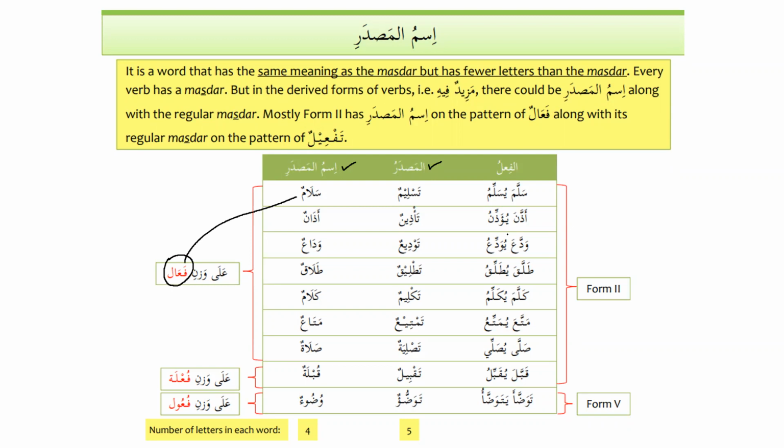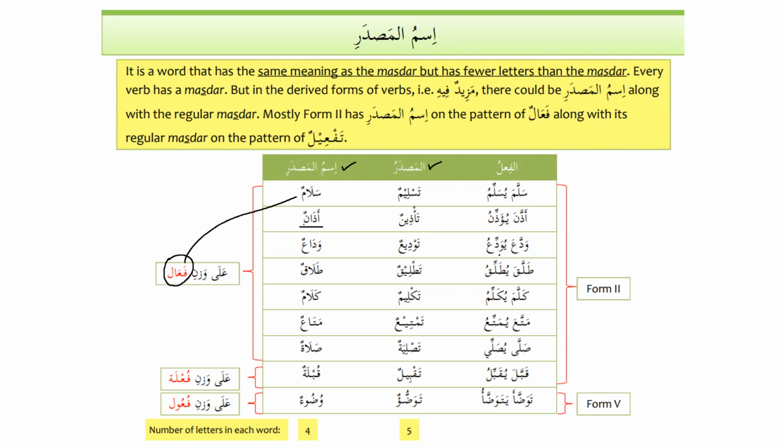And then we have adhana, yu'adhinu, ta'adhinun. But the masdar we generally use in everyday life is adhanun. You might have never heard anyone saying ta'adhinun, right? We say hana waqtul adhani, it's time for adhan, or we say adhan as well, right? So generally, ism al-masdar is used in place of masdar in some of the cases, and it is on the pattern of fa'alun, as we can see over here.